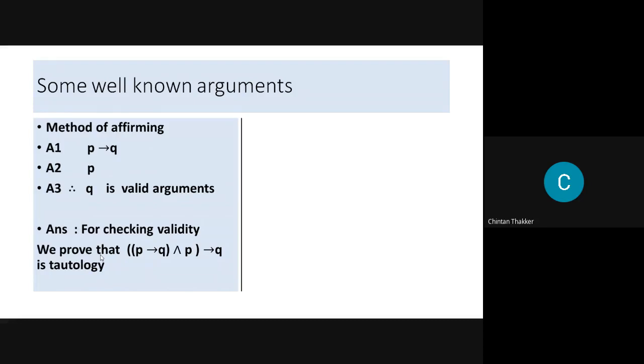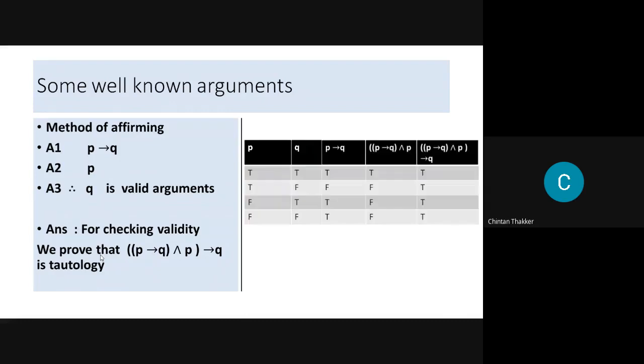If it is a tautology, then the given argument is valid. So in a truth table, we have P, Q, then P implies Q, then P implies Q and P. This is the AND statement of the premises, and that implies Q, which is the conclusion. So if we make this truth table, we know the values of P.